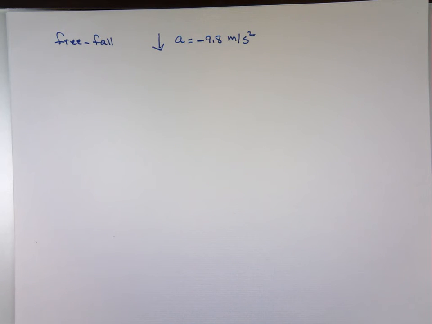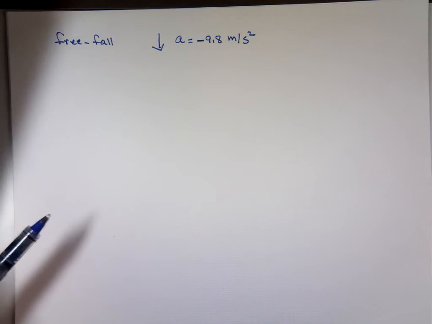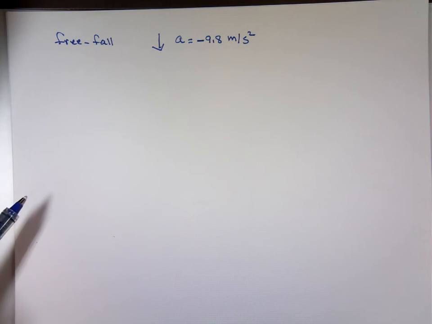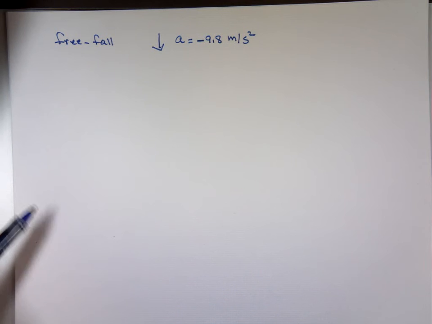I just want to see if our book uses negative for down. Where is it? It doesn't really make a difference, I just don't want you to get confused about which one's positive, which one's negative. I don't know, I'll just use up as positive, down as negative.